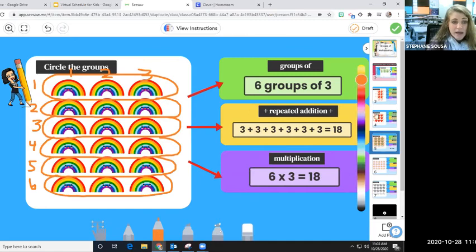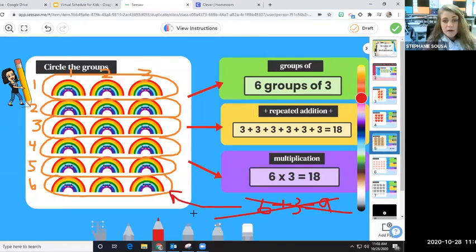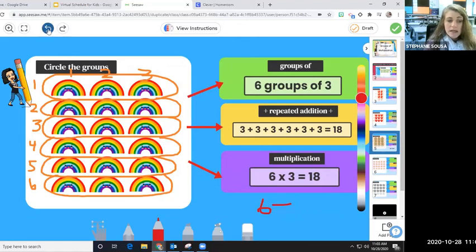Again, yesterday, a lot of you thought that this was 6 plus 3, and you told me that it equals 9. That makes no sense because there are obviously more than 9 rainbows here. Your answer should always match the picture. What questions can I answer about repeated addition and multiplication equations using arrays? What questions can I answer?